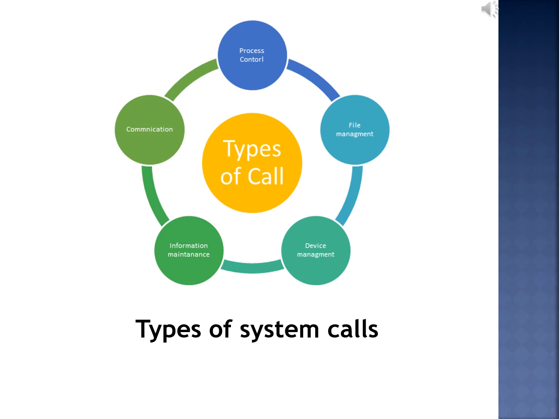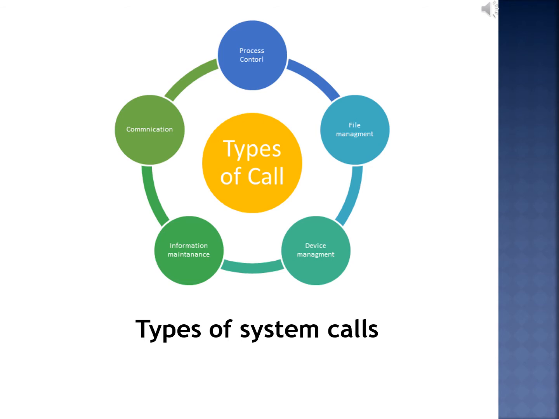The first one is process control. The functions used in process control are end and abort, load and execute, create process and terminate process, wait and signal event, and allocate and free memory. The next one is file management. The functions used here are create file, delete file, open and close file, read, write and reposition, get and set file attributes.